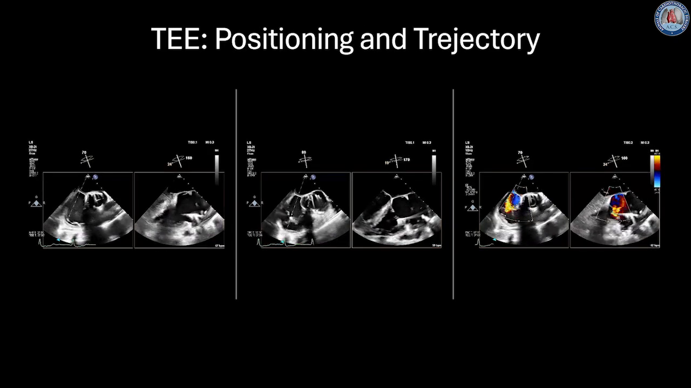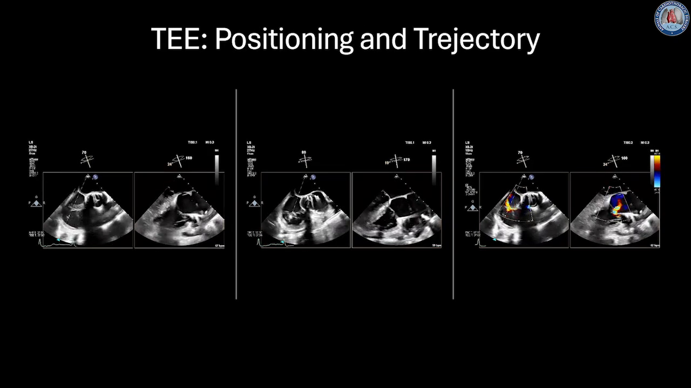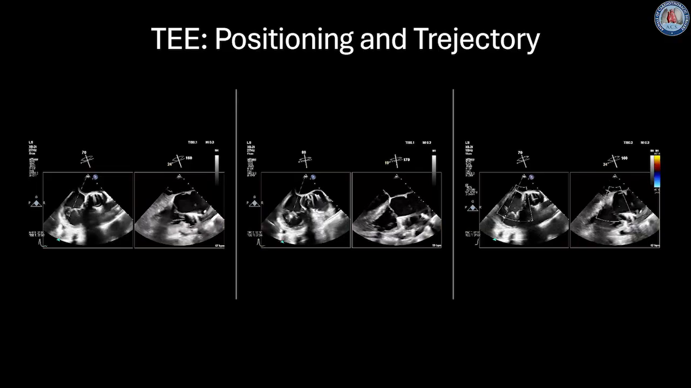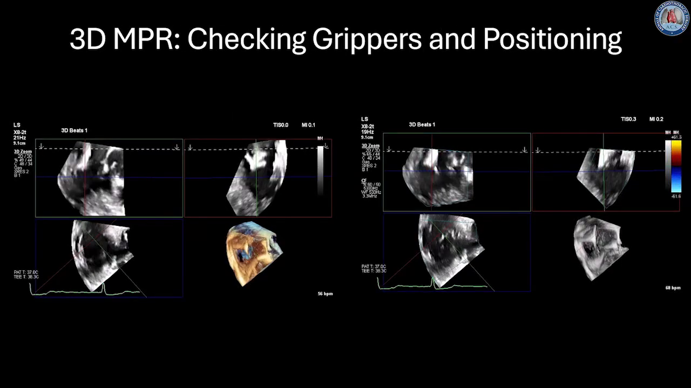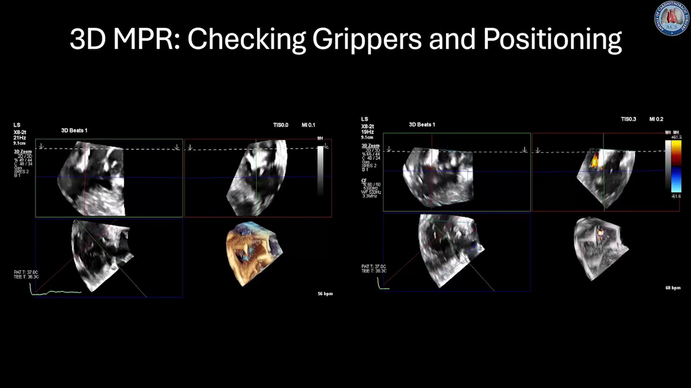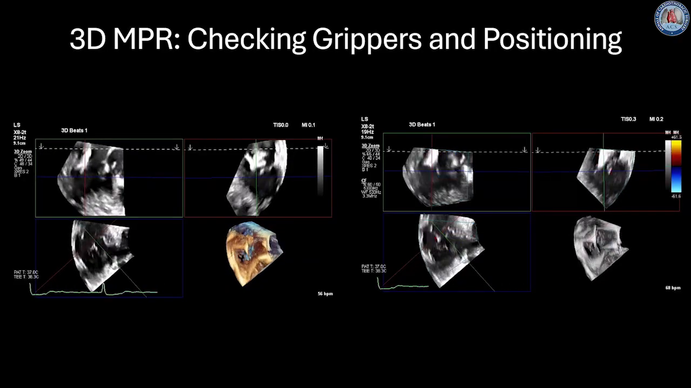The clip was then steered toward the tricuspid valve at the site of maximal regurgitation. Trajectory was subsequently assessed to achieve perpendicular alignment to the tricuspid annulus, the target location. Imaging was then transitioned to TEE multiplanar reconstruction to orient the device and assess gripper position.